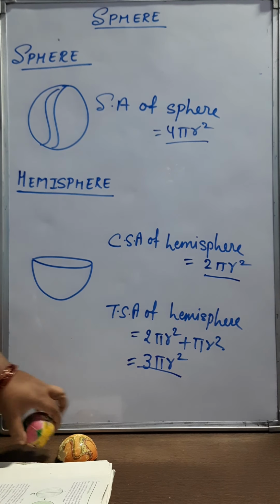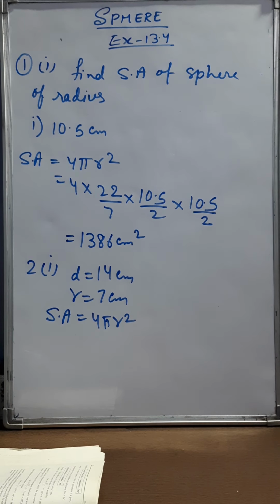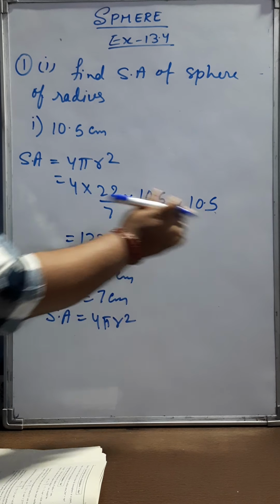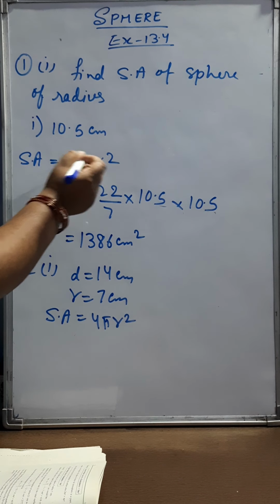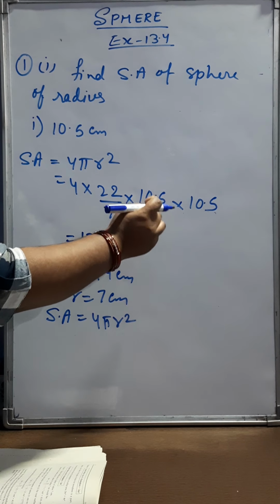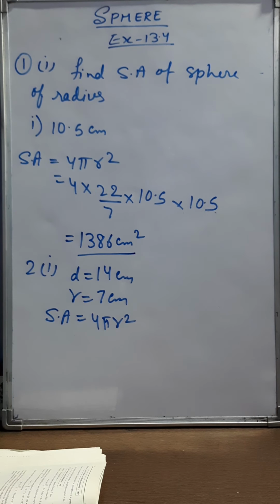Now, we will see some questions based on this. So students, let us start exercise 13.4. First question says, find the surface area of a sphere of radius 10.5 cm. Radius is given 10.5 cm. So easily we can calculate its surface area by the formula 4 pi r square. Pi is 22 by 7. Radius is 10.5 into 10.5. When you solve this, you will get 1386 cm square as its surface area.